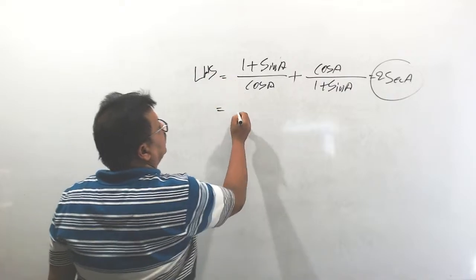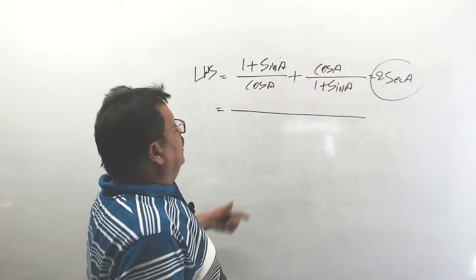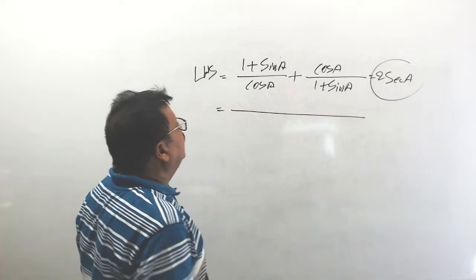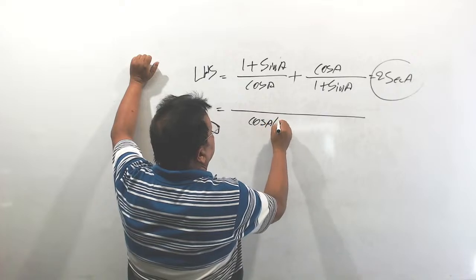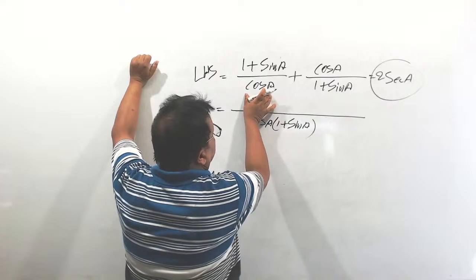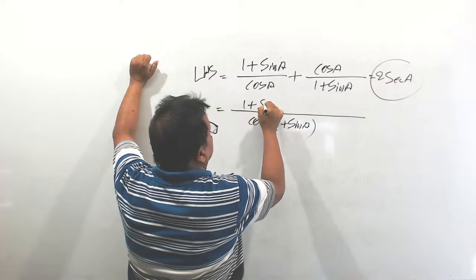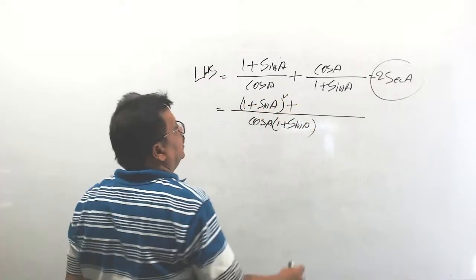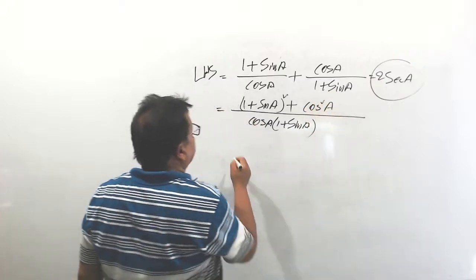Okay. This equals to, you have to calculate from left hand side to right hand side. Prove. What is the LCM? Cos A and 1 plus sin A. Cos A into 1 plus sin A. So divide cos A into 1 plus sin A by cos A, that is 1 plus sin A whole square. Understood? Square. I think clear?